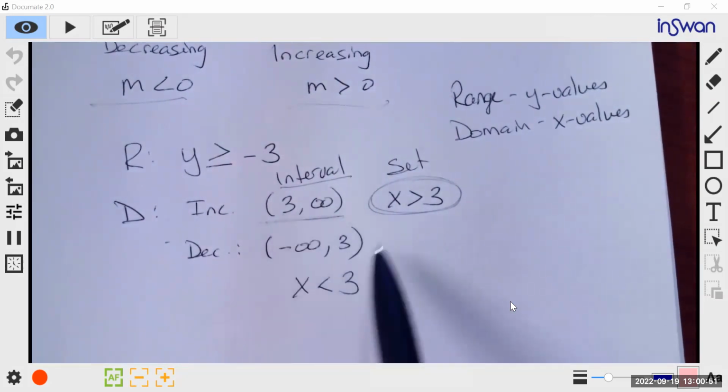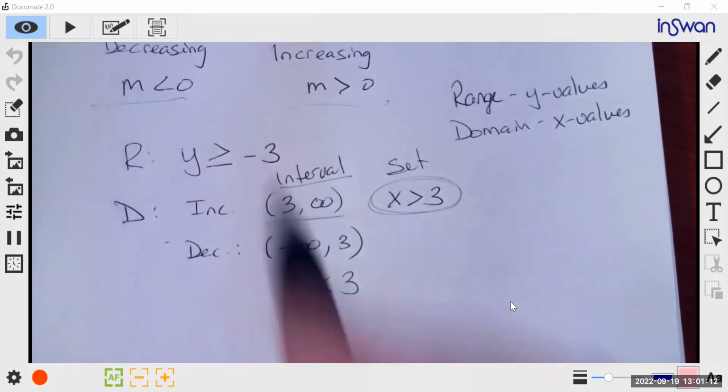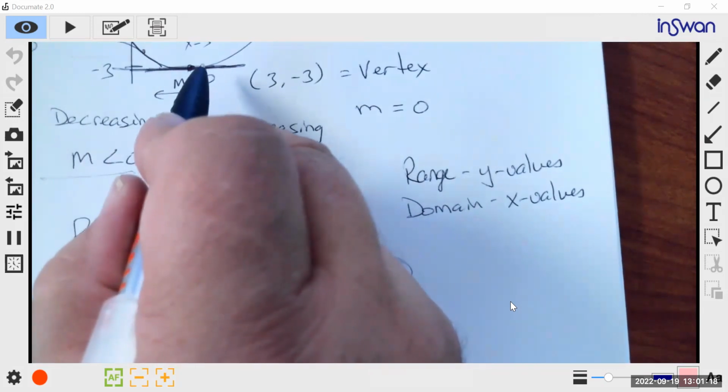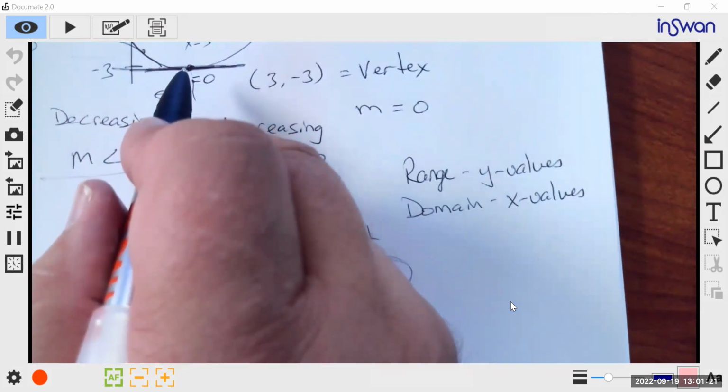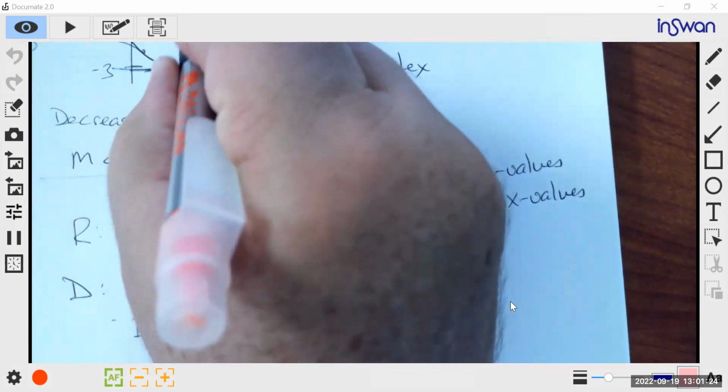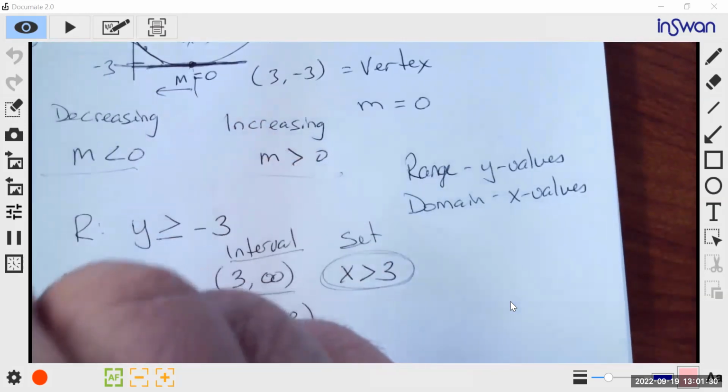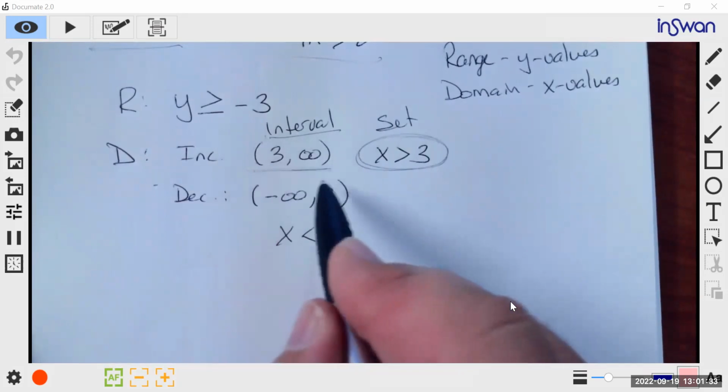Why don't I have brackets on 3? Why is it open? What's the graph? It keeps on going, yes. It doesn't stop. But at 3, what's the slope at 3? It's 0. Is it increasing there or is it decreasing? Or neither? Neither. So I can't use 3. 3 is the vertex. At the vertex, it's neither increasing nor decreasing. So you'll always have parentheses on these guys.